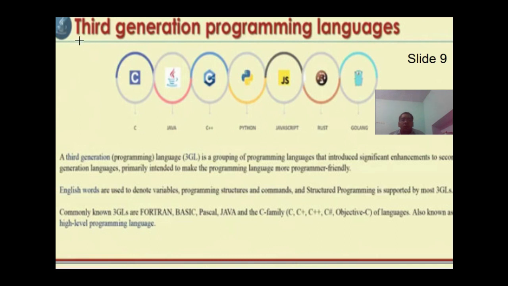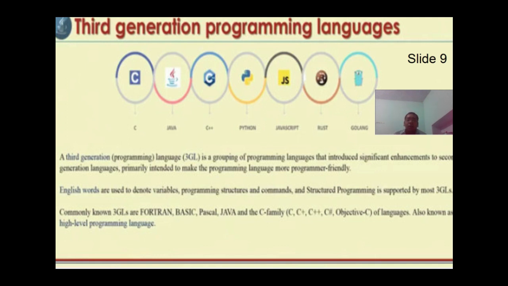Now we can see the third generation of programming languages. First, we studied the first generation of programming language. In fact, machine level programming is the first generation of programming language. Later on, the second generation programming language is assembly language programming, which is suitable for microprocessor level programming. And then the next level is called the third generation of programming languages.